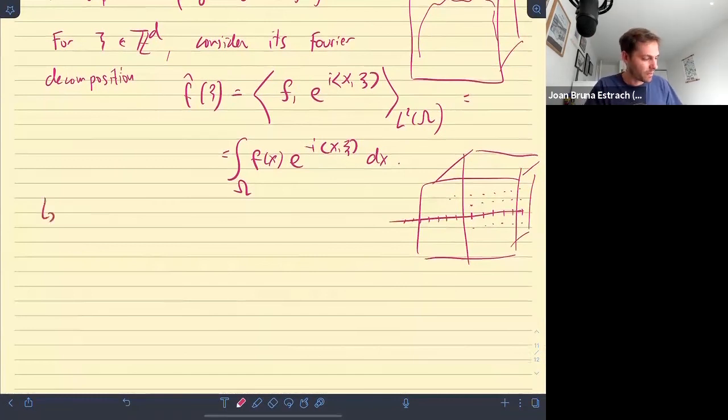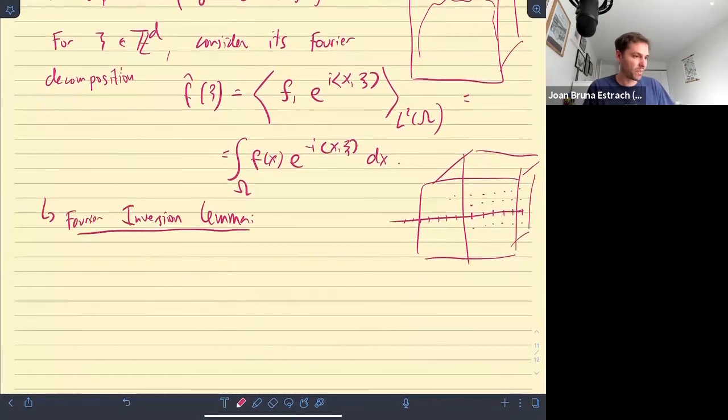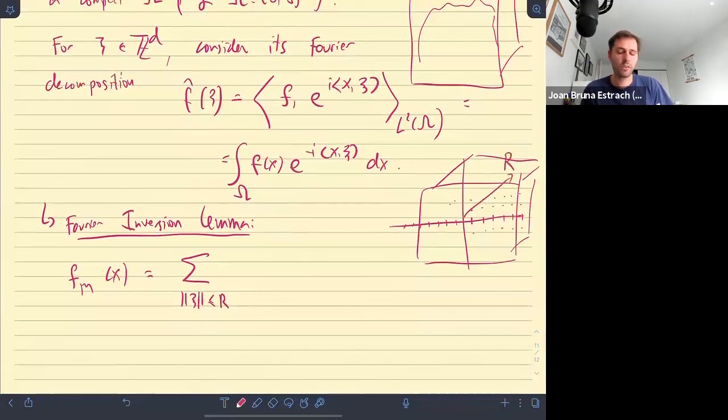But most importantly, we have a way to go back. We can reconstruct the function from the Fourier coefficients. So you have a Fourier inversion lemma that says that if I look at the truncated function f_m(x), where we take the sum over all the frequencies that are in a radius r, there might be a number of frequencies that fall into this ball, and I'm going to try to reconstruct the function by just sticking them together.